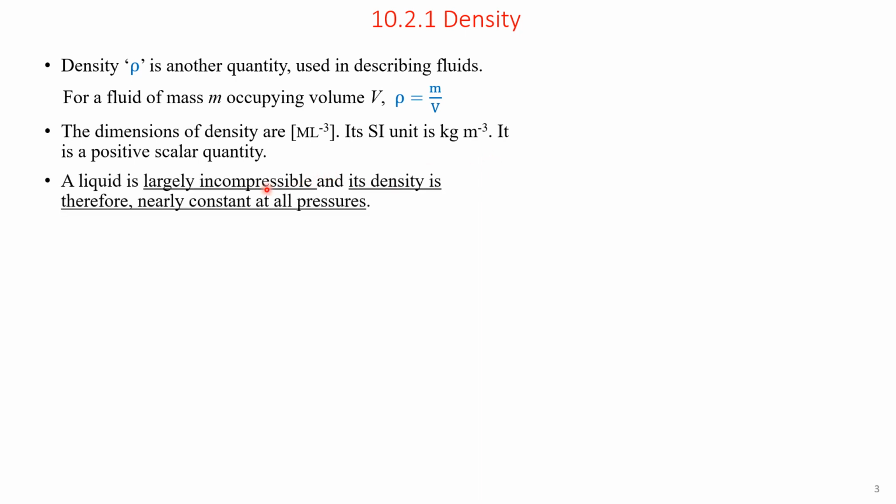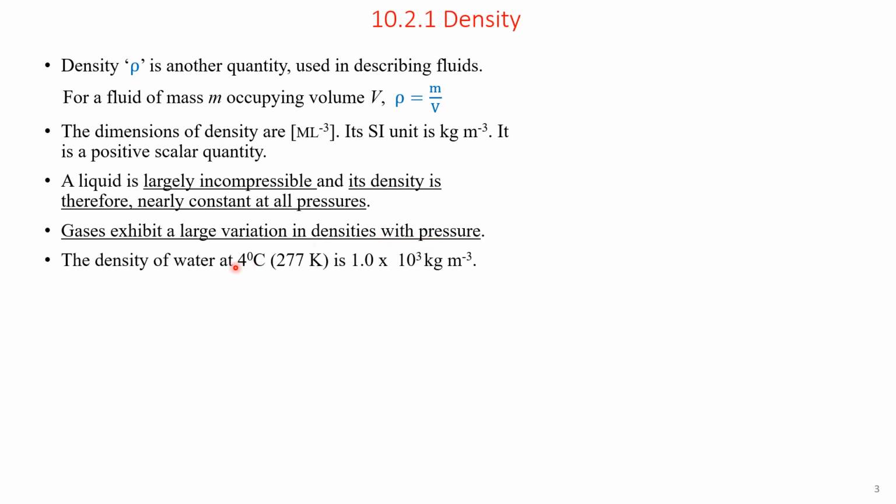A liquid is largely incompressible, that is, we cannot compress it, and its density is therefore nearly constant at all pressures. Please underline: it is largely incompressible and its density is therefore nearly constant at all pressures. Whereas the gases exhibit a large variation in density with pressure. That means as we increase the pressure, the density changes, and as we reduce the pressure, the density decreases.